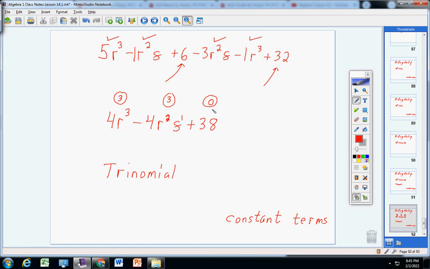Here we have no variable, so 0. So which term had the most exponents? Well, these two did. They both have 3, so we call that a third degree.